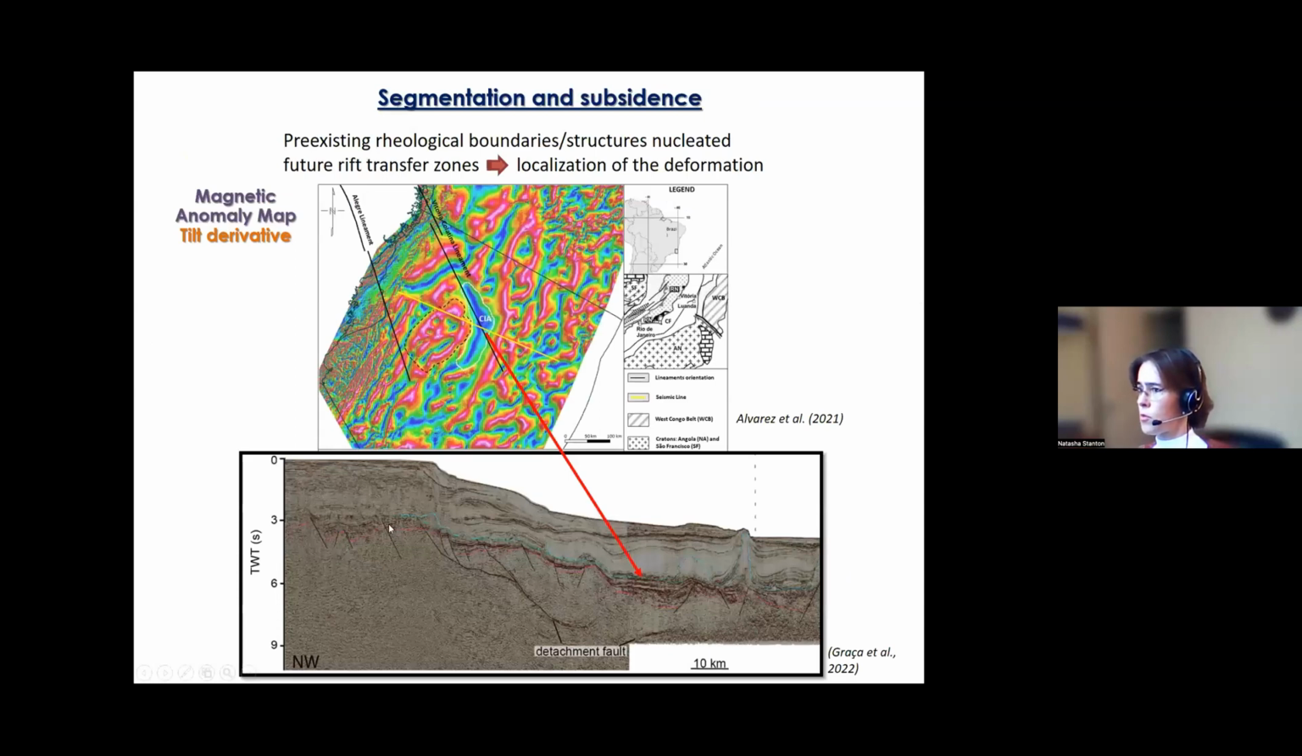So when we move from the proximal domain to the necking zone and distal domain, we see some possibly detachment faults here, very highly tilted blocks in this area. And then we see this very deep deposit, which we do not observe in the south. So I don't know if I answered your question.